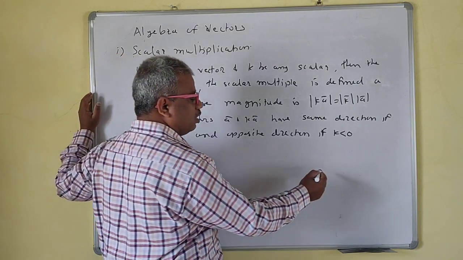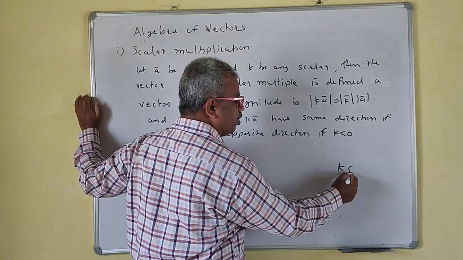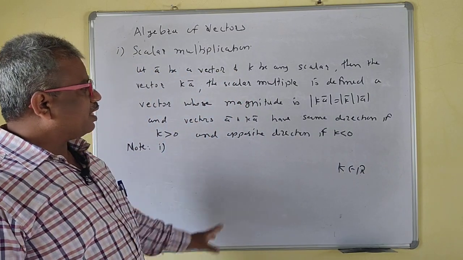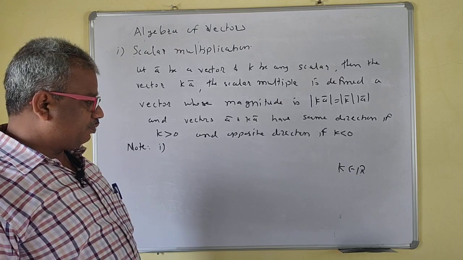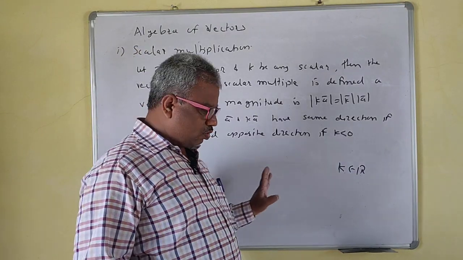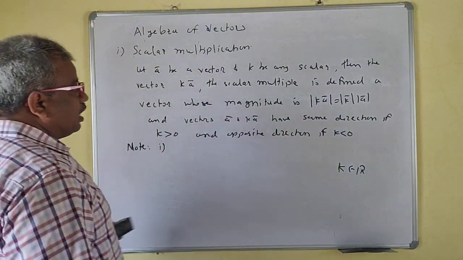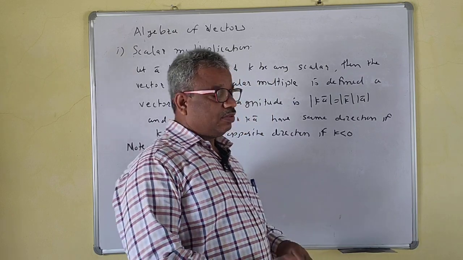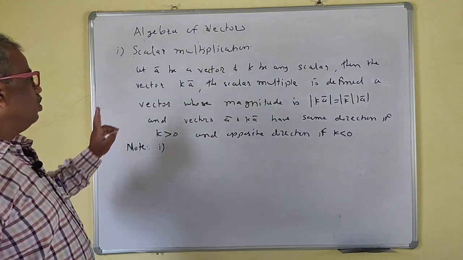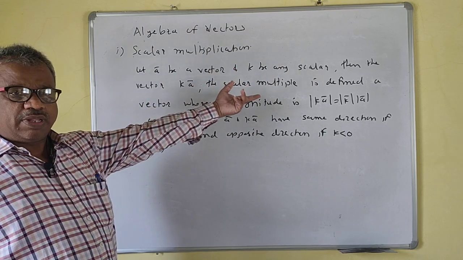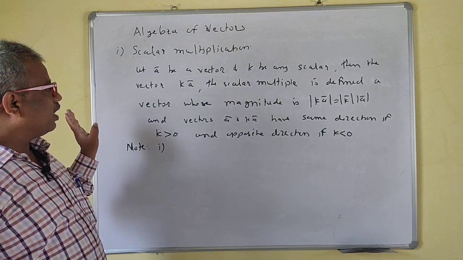So scalar means what? Suppose k belongs to R. In this whole chapter we are taking the scalar as a real number. Scalar means it has only magnitude, it has no direction. That means scalar quantity and vector quantity, we just saw last time, right? So k is any scalar, and we have to multiply the scalar to the given vector. That is called scalar multiplication, right?